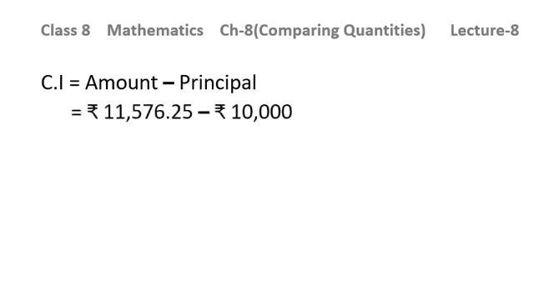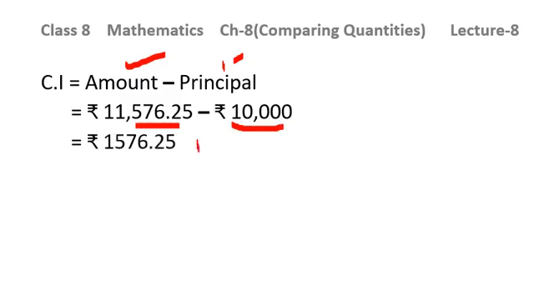The formula we know is that amount minus principal will give you the compound interest. So this is the amount we have calculated, 11,576.25 minus 10,000. We are supposed to subtract these two. Then you will be getting 1,576.25. This will be your compound interest.